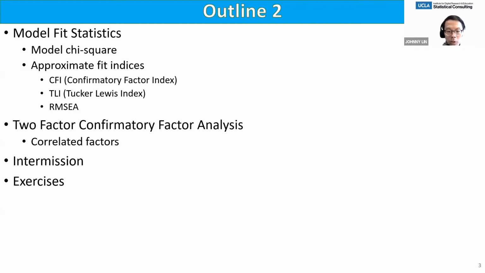Once you have a CFA, there are certain CFAs where you are able to assess how well the model fits. How well does your CFA fit? That's using something called the chi-square, or you have other non-exact fit indices, which are called approximate fit indices. I'll explain why we need that later. But there's the CFI, the TLI, and the RMSEA. And then finally, we'll do a really brief example of a 2-factor CFA with correlated factors. Then we'll take a quick break, and then we'll go into exercises.